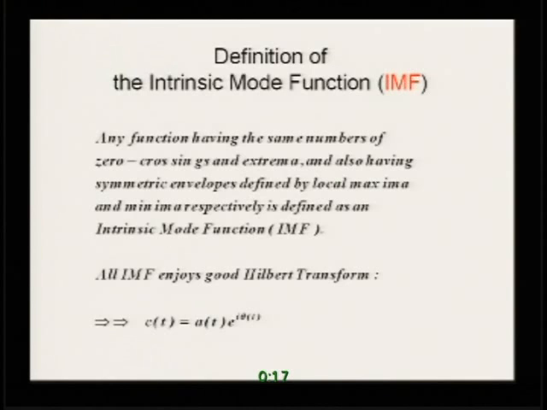A Fourier function is a mode, but it's not intrinsic to the data. Fourier mode is a mathematical term, the sine. This is not a mathematical term. This function is derived from the data. So the intrinsic mode function will enjoy good Hilbert transformation.